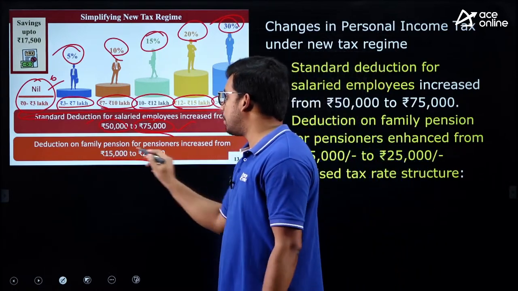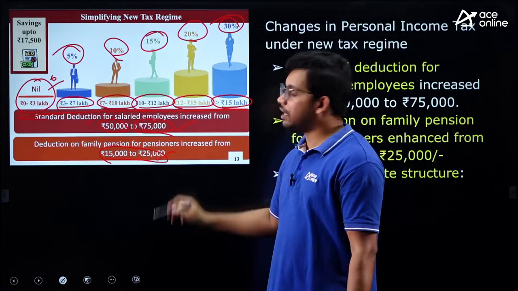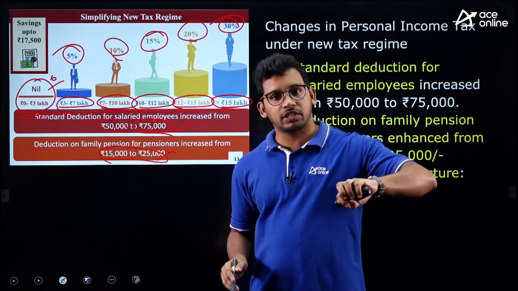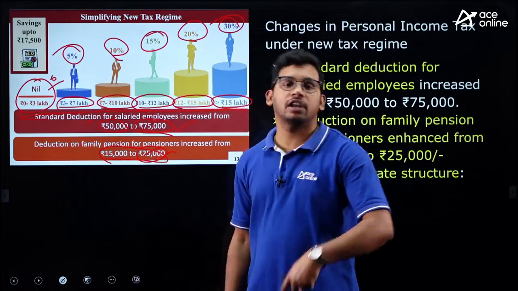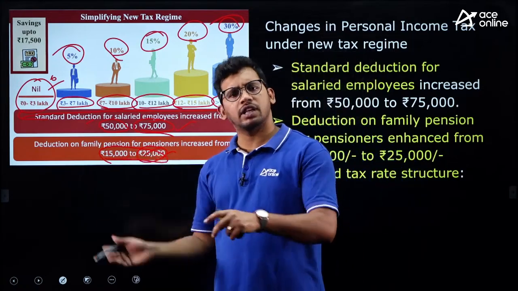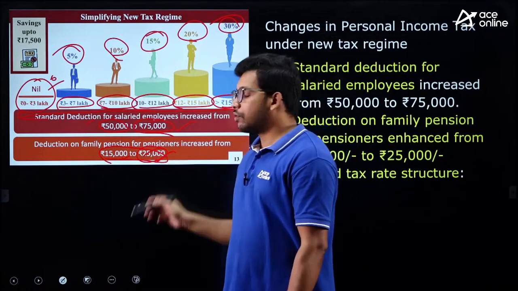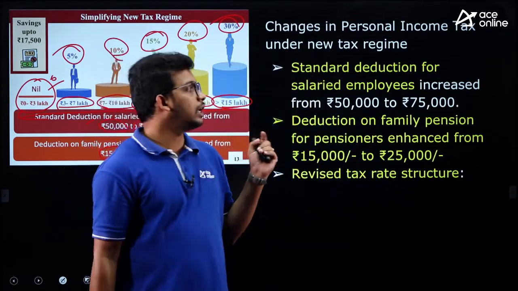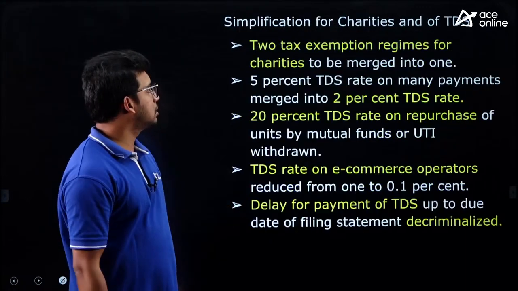Now same with the family pensioners, they can keep a separate fund, they can take out their pension up to 25,000 and invest in something, so they will be exempted from the tax. Earlier it was only 15,000 they could take separately, but now 25,000 they can keep separately and that will not be taxed, right? And they can spend on something else, fine.